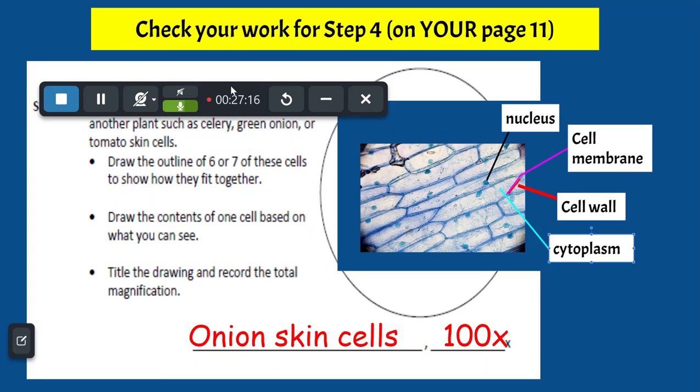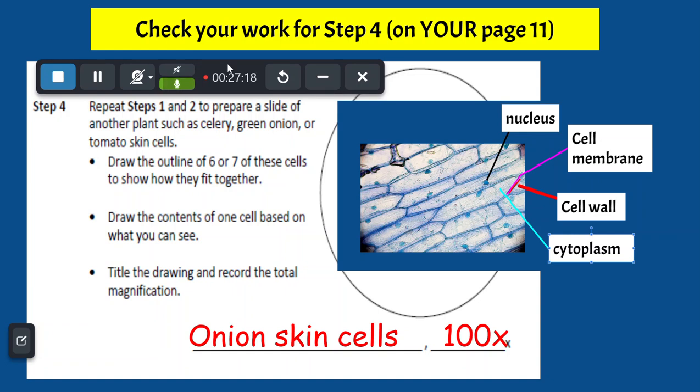Okay, and then because you did this in class, I asked everybody to double check on page 11 and just make sure that your cells looked pretty appropriate. Remember, you were only drawing 6 or 7 cells, so you probably don't have this many, but you want to have a cell membrane listed and a nucleus and a cell wall on the outside and cytoplasm. Double check that you've got everything labeled properly as well.